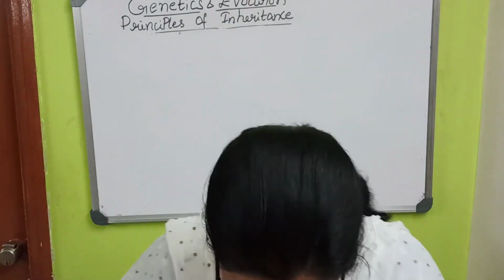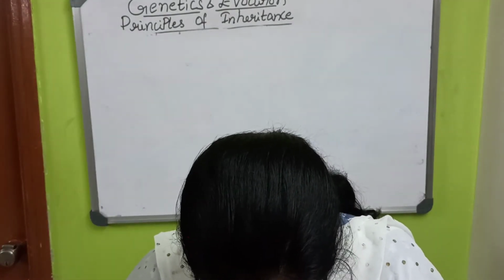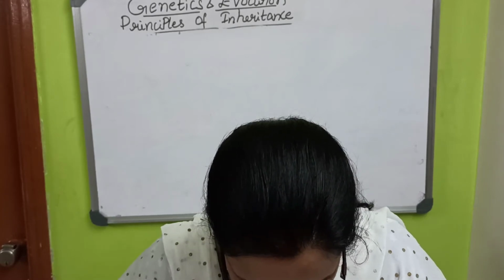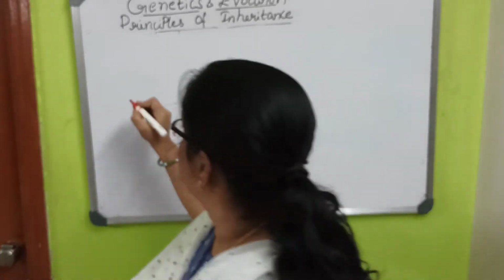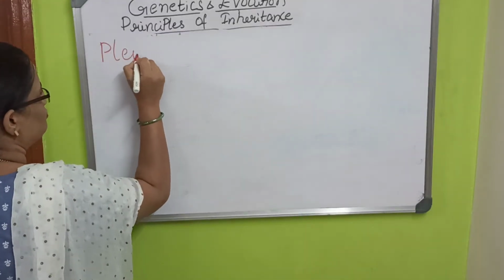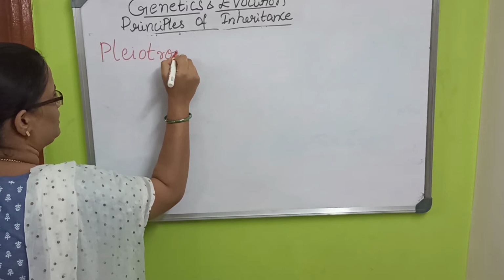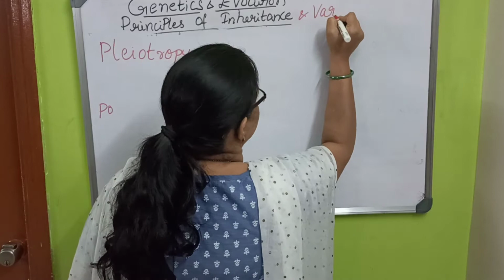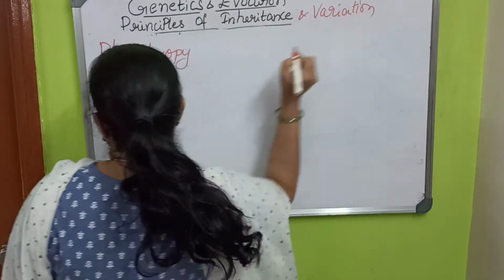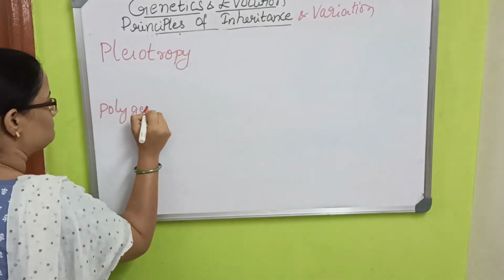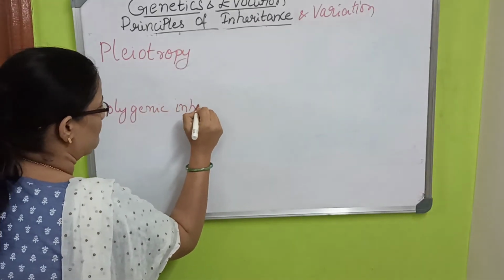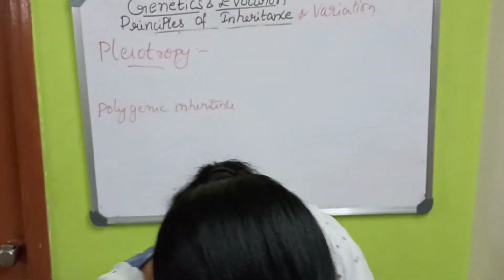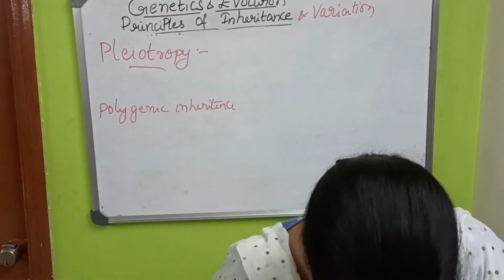The next part I am going to explain is the definitions, pleiotropy. You have to learn the definition of pleiotropy, and polygenic inheritance and variation. Pleiotropy is when a single gene product may produce more than one effect.